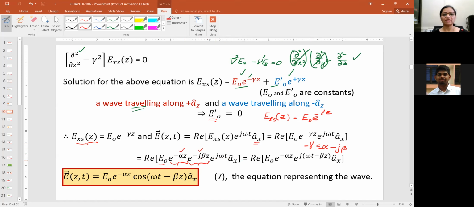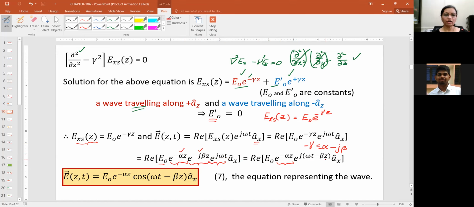Now j is there only for these two terms, so let's just combine these two. So what will you get? You get the real part of E naught e to the power of minus alpha z, and then combining these two, you will get e to the power of j times omega t minus beta z.